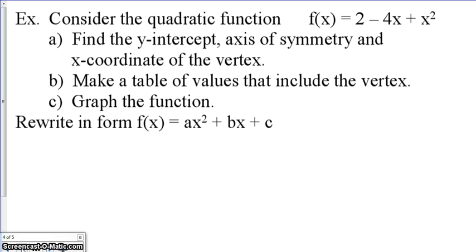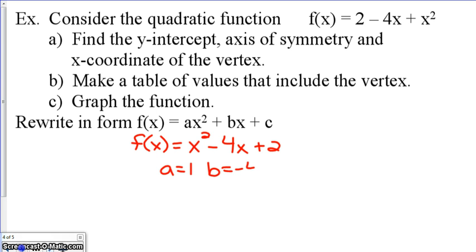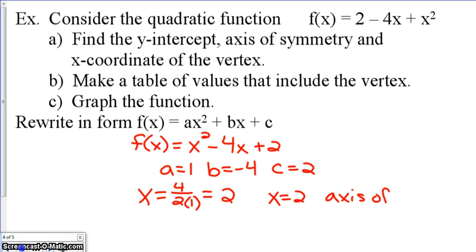So when we rewrite our function, we have f of x equals x squared minus 4x plus 2. Our a value is a positive 1, b is negative 4, and our c value is 2. In order to find the axis of symmetry equation, we use the formula x equals negative b over 2a, so the opposite of negative 4 would be positive 4 over 2 times 1. Simplify, we get x equals 2 is our axis of symmetry.